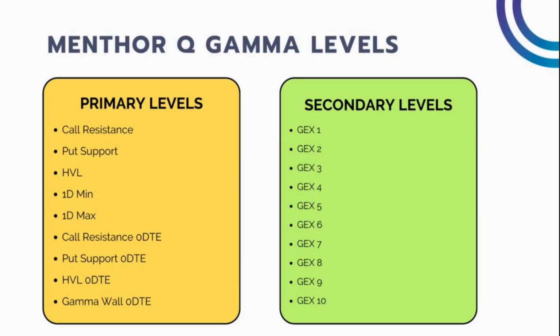But on the left-hand side, you see the primary levels, which are core resistance, put support, IVO level, 1-day max, 1-day minimum. And then we have the 0 DTE levels, and we're going to talk about them today as well. And then on the right side, you have the secondary levels. And secondary level doesn't mean that they are not relevant. It's just that obviously the primary levels have a higher concentration of gamma, so they do have a larger impact.